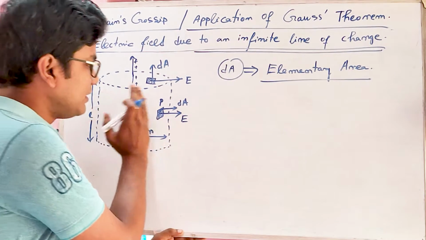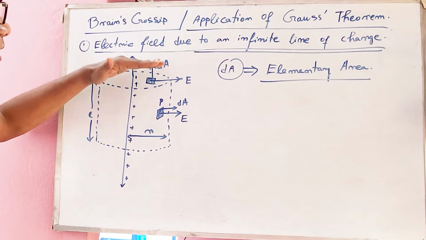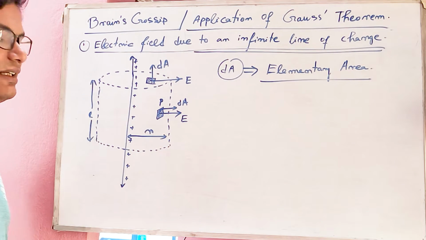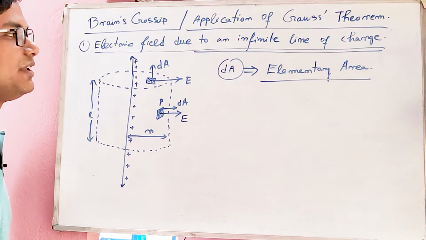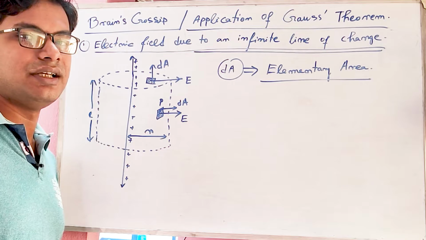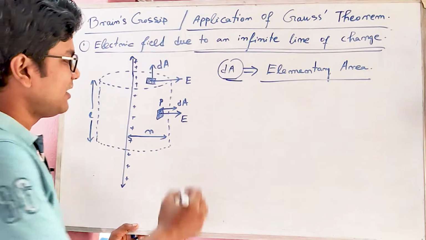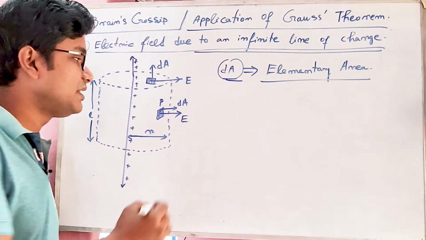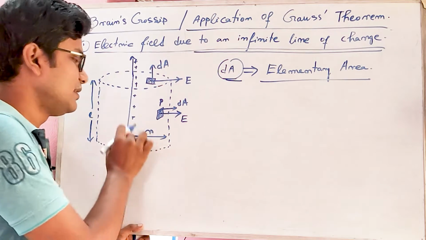Now the cylinder has three different surfaces. Number one is the top of the cylinder, number two is the bottom of the cylinder, and number three is the curved surface around the axis. In order to understand the electric flux coming out of this Gaussian surface, we need to consider an elementary area. Here dA is the elementary area, and on the curved surface, what is the direction of dA? The direction of dA is perpendicular, in the radial direction from the axis.